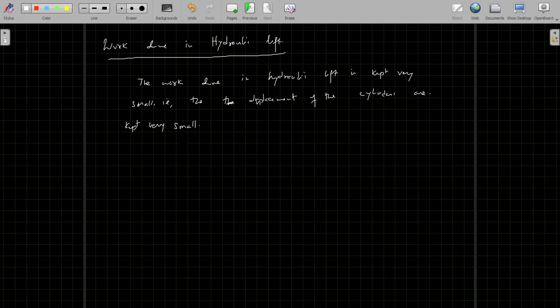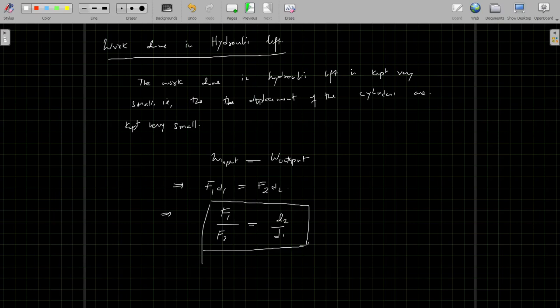What we can understand is that the input work should be equal to the output work. So what is the input work? Input work would be F1 D1 and output work should be equal to F2 D2. So we can easily calculate F1 by F2 should be equal to D2 by D1. Knowing F1 by F2, we can easily calculate D2 by D1, how much the cylinder has displaced.